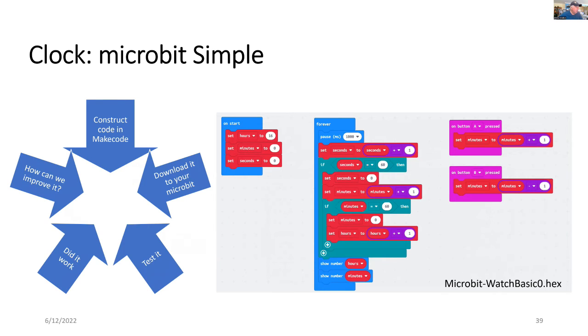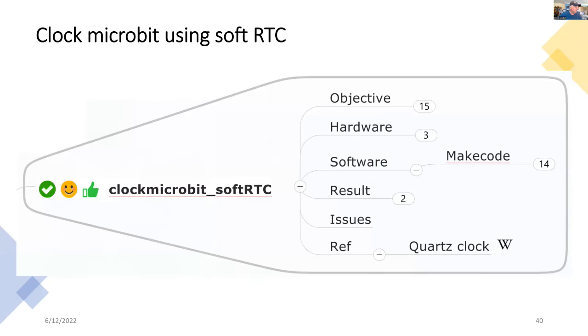Okay, so how can you improve it? And where are the weaknesses in this project? Well, let's see if we can overcome some of those weaknesses now. And we're going to use a software real-time clock. And the microbit, the microprocessor there, has another unit called a timer. And it's working all the time, even when our CPU and other resources are working.